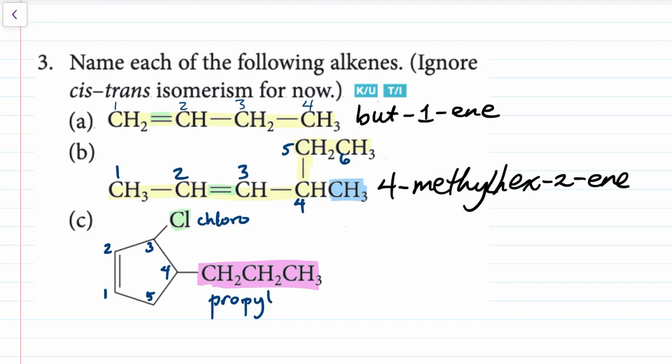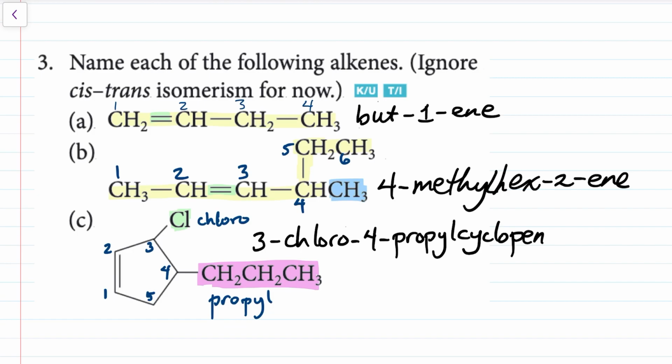All right. So chloro is going to come before propyl because C comes before P. So we're going to go 3-chloro dash 4-propyl. No dash. Cyclopent-1-ene. Okay. Now, here's another interesting point.